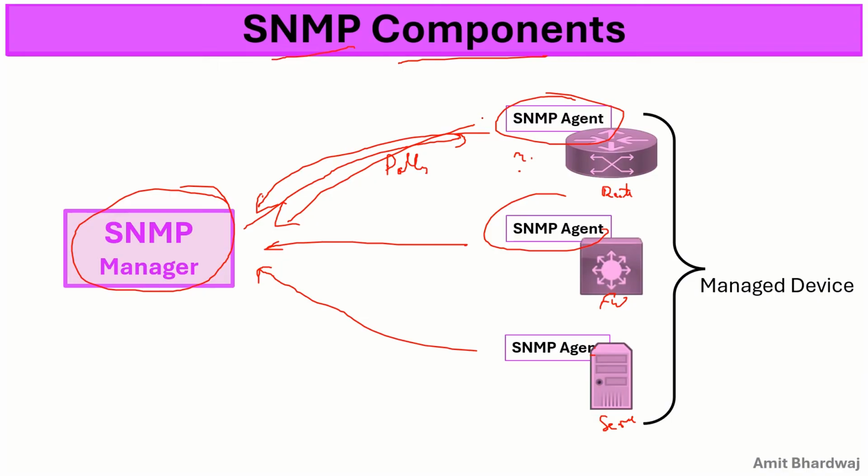However, the ball does not stop here. In fact, let's say there's a link down, or memory immediately goes down beyond a threshold. Immediately and asynchronously, the SNMP agent will send this information, which is called a trap, to the SNMP manager, so that near real-time information can be shared and an alarm can be set so that the respective team can spring into action. And based upon that, the resolution can be done.